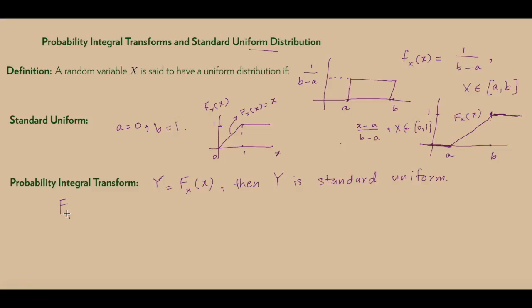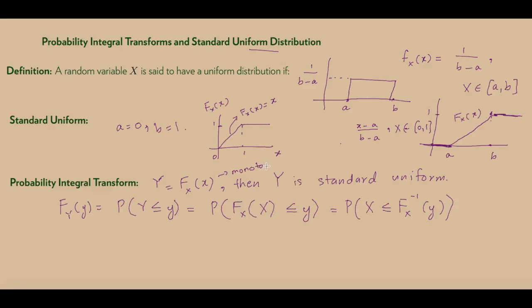So let's start. We have F_Y of y, which is equal to the probability that Y is less than y, correct? Which is equal to the probability that F_X of X is less than y, which is equal to the probability that X is less than F_X inverse of y. Why can we say that? We can say that because F_X is monotonic.